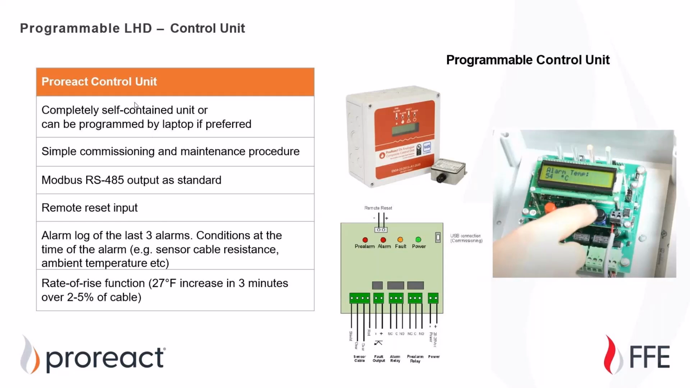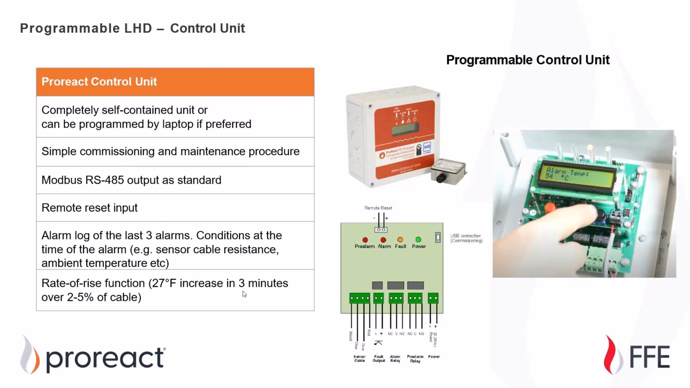And a closer look here at the programmable control unit. Self-contained, and you have the option to program it with a laptop if that's your preference, or everything can be done just on the controller itself. One of the first steps is programming the ambient temperature. We have instructions and software and everything that anyone would need for this. It has the Modbus RS485 output, as well as relay contacts for your alarm and trouble. It is important to note that only one zone of cable per controller is to be used for this. There's also an event log going back 3 alarm incidents.